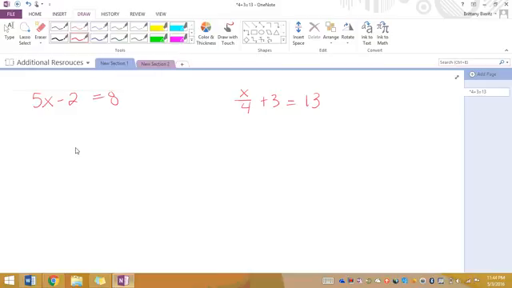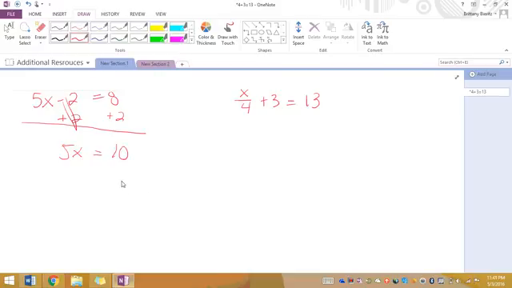Remember, because there are two steps, not only do you want to do the opposite math, but also in the opposite order. So we're going to start off with this one by adding 2 to both sides. Got to keep it balanced. Get rid of that minus 2 first. The whole reason we added 2 was to get rid of the minus 2. We're left with 5x is equal to 10.